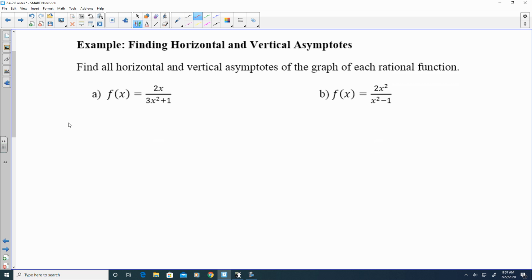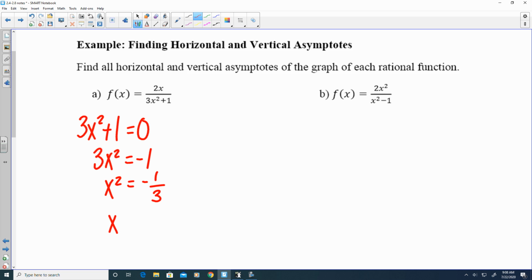Okay, so let's find our asymptotes. Vertical, I generally do first, which is setting the bottom equal to 0 and solving for it. So I'm going to subtract the 1, divide by 3, and take the square root. Because there's a negative under the square root there, this is going to be an imaginary answer, and I'm not going to write down imaginary vertical asymptotes. So vertical asymptotes, or VA, I'm going to say none.